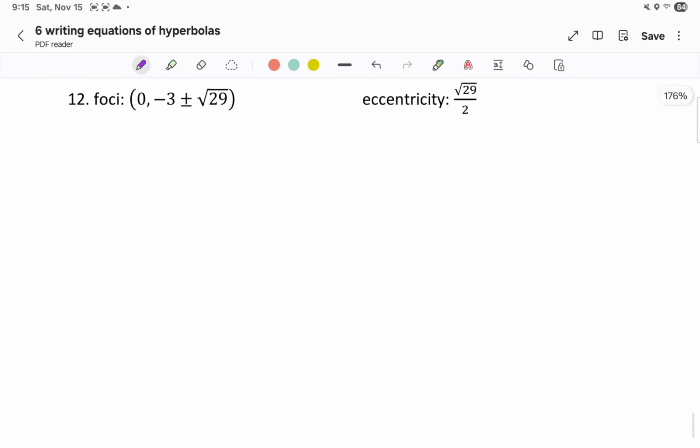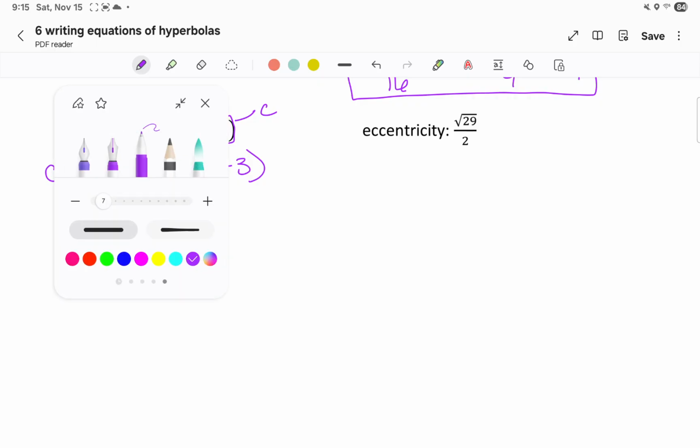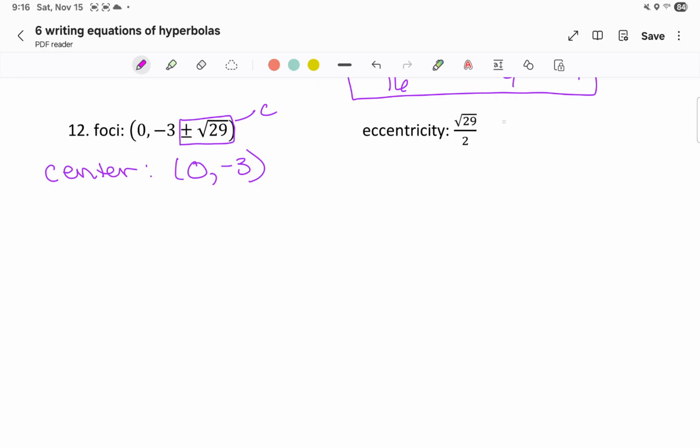All right, and then for our last question, number 12, we have our foci and our eccentricity. So since we are given that plus or minus here, that is our C value, first of all, and then our center is actually just these coordinates without the c. So then we actually have our a value because we have c over a. So a equals 2. And then to get our b value, we just need to do Pythagorean theorem.